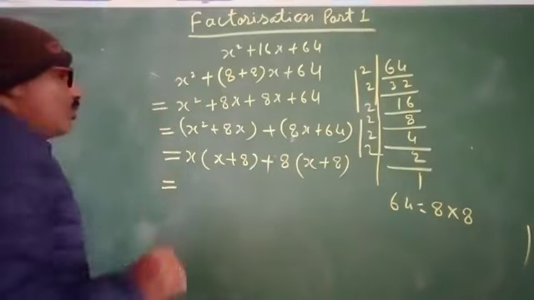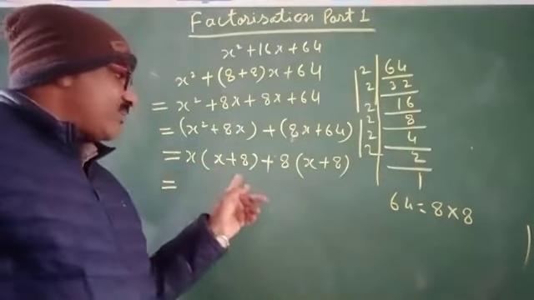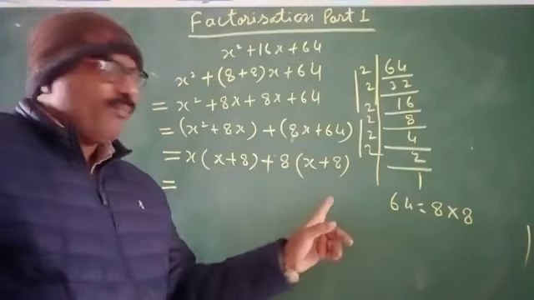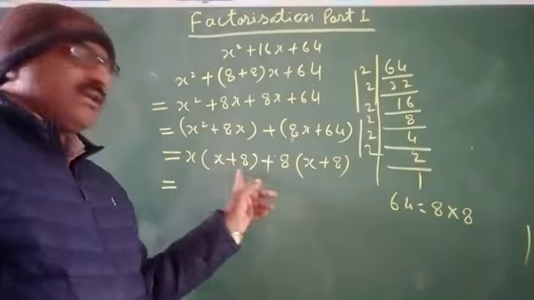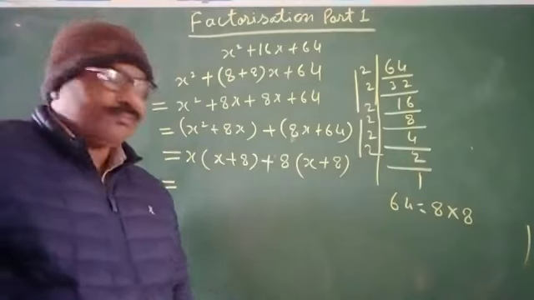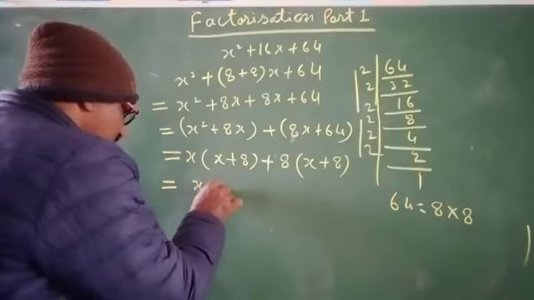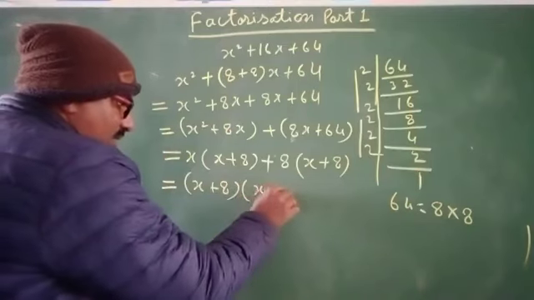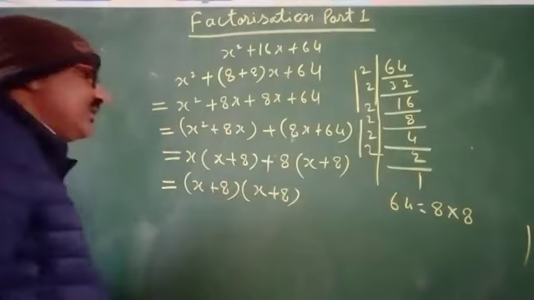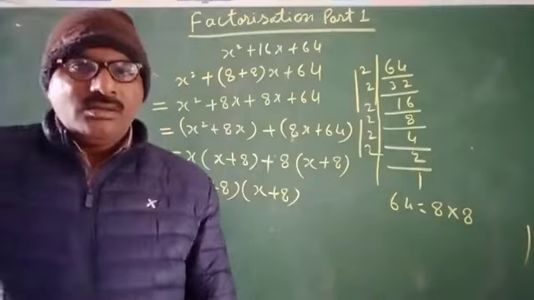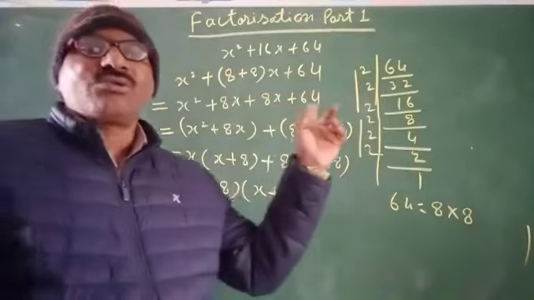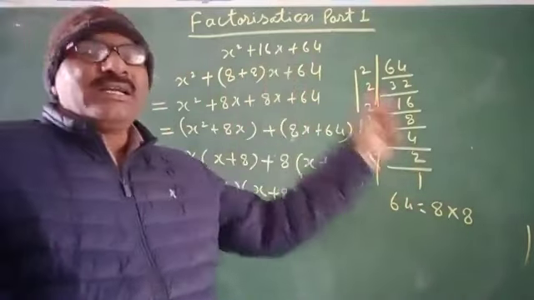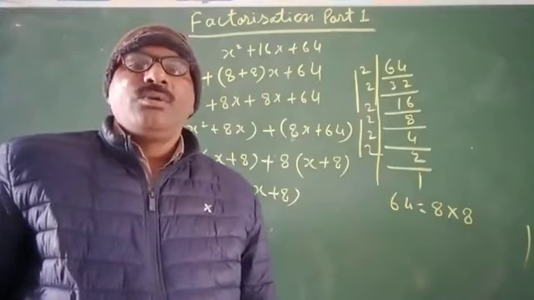So here are the two terms: x times x plus 8 and 8 times x plus 8. Here x plus 8 is common, so we take x plus 8 common. Here you find x and here 8, so x plus 8 whole square. So this is the factorization of x square plus 16x plus 64.